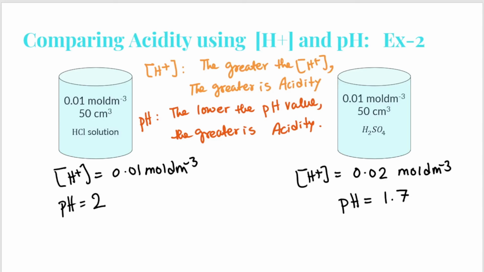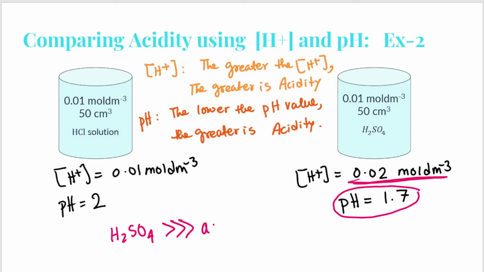Now, this tells us that sulfuric acid has a smaller pH value and a larger hydrogen ion concentration. Therefore, we can conclude that H2SO4 is much more acidic than HCl solution.